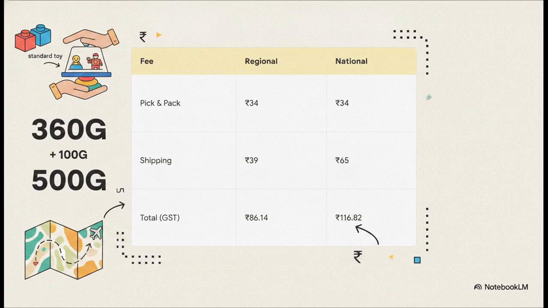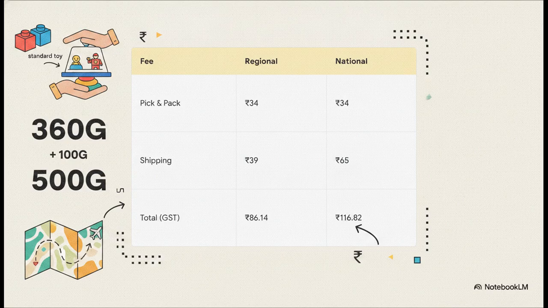Let's look at a really concrete example so we can see how these two fees work together in the real world. Imagine you're selling standard toys. A customer goes online and orders a quantity of 2, and each toy weighs 180 grams. First, we figure out the pick and pack fee. On a standard size product, let's just say the fee is 17 rupees per unit. Since we have 2 units, 17 times 2 equals a pick and pack fee of 34 rupees. Simple enough, right?